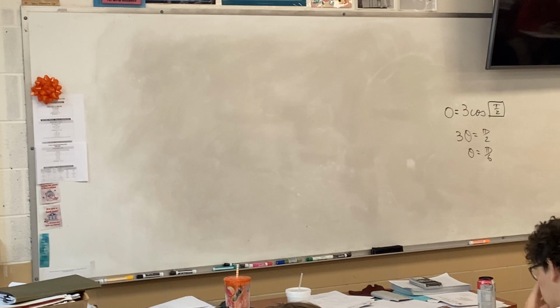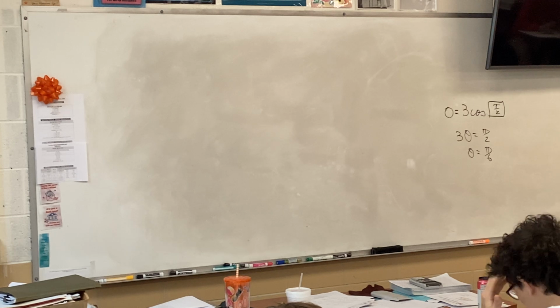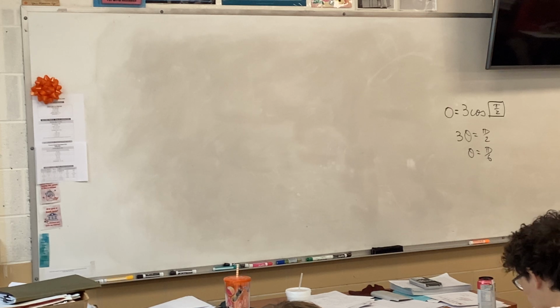So the radius is going to be halfway. So you get the halfway point. The radius is going to be like the midline of the curve. If you were graphing it rectangularly, that's going to be like your midline.